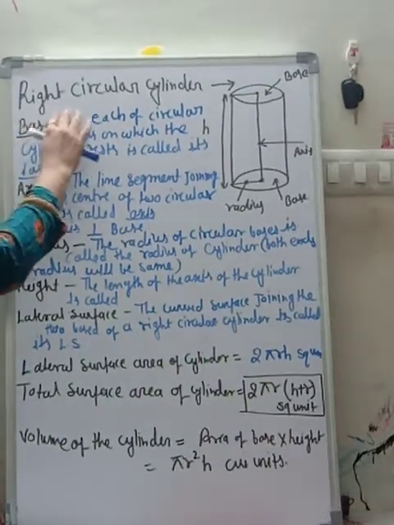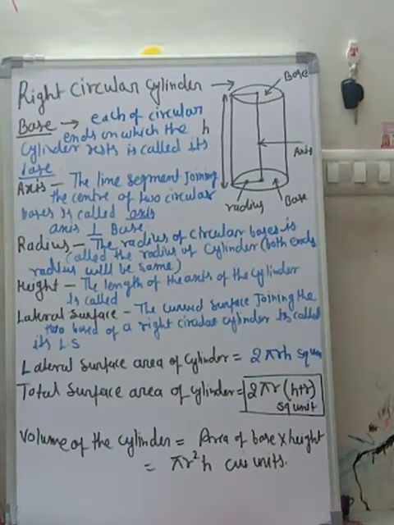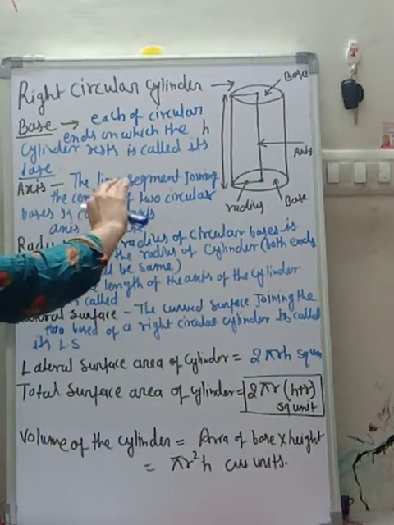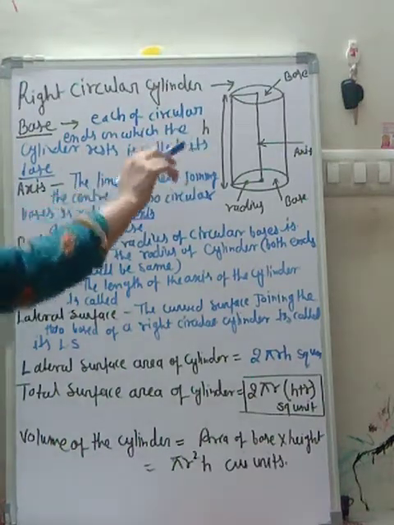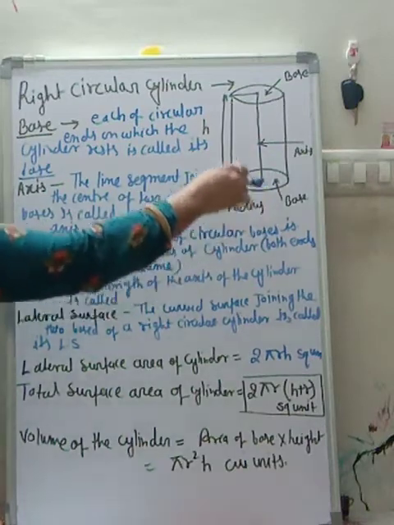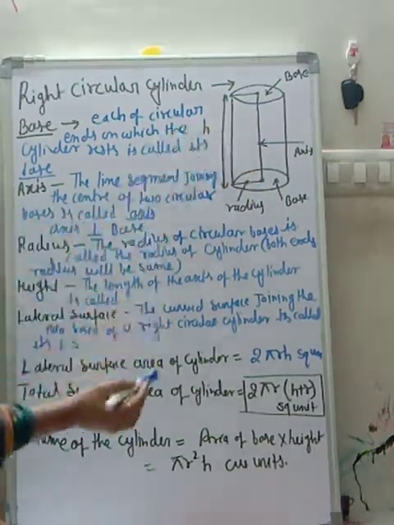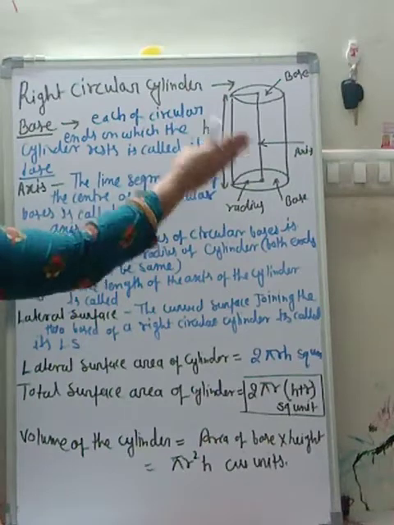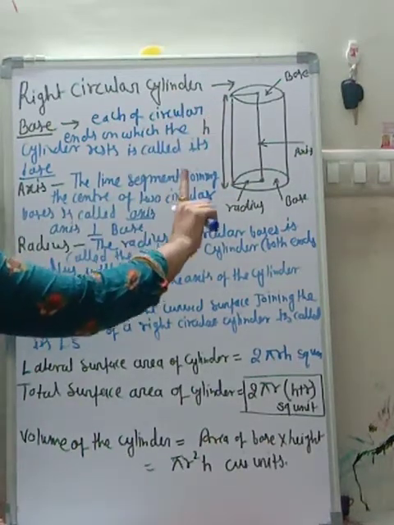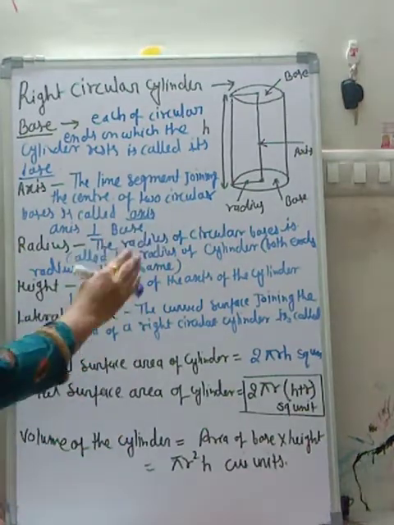Next one is the right circular cylinder. Here we draw a right circular cylinder. Our right circular cylinder has two plane congruent circles, the first and the second. The two plane congruent circle ends are parallel to each other and joined by a lateral curved surface at right angles to both the ends.